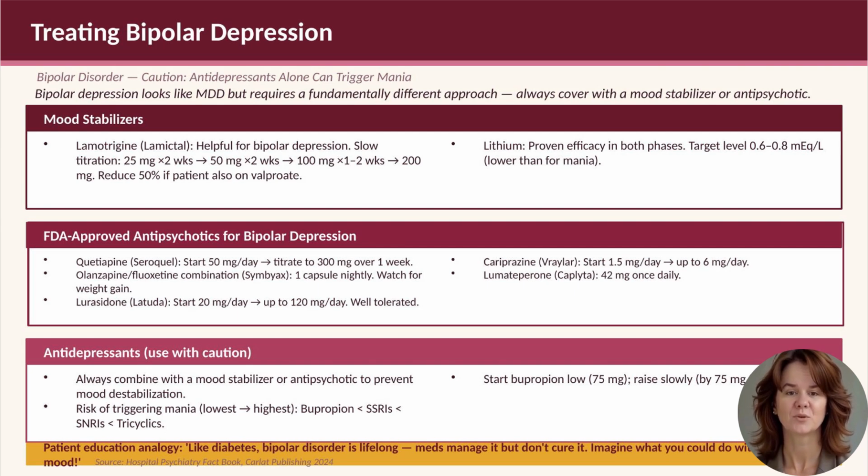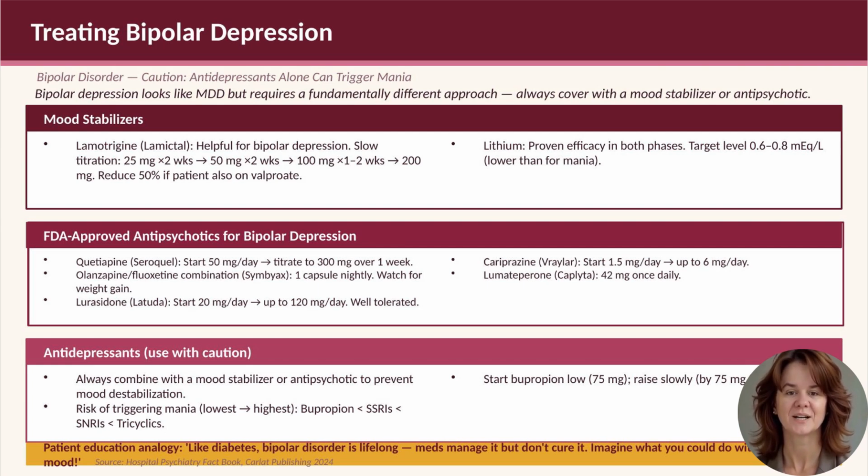The olanzapine-fluoxetine combination can be highly effective but is often reserved for more severe or treatment-resistant cases due to significant metabolic risk. Lamotrigine plays an important role in maintenance and prevention of depressive episodes but requires slow titration and is not effective for acute symptom relief.